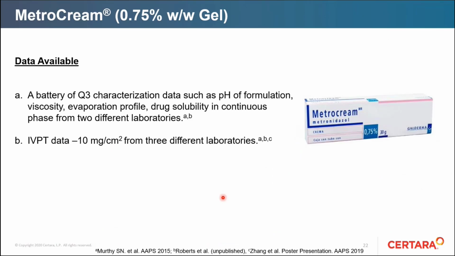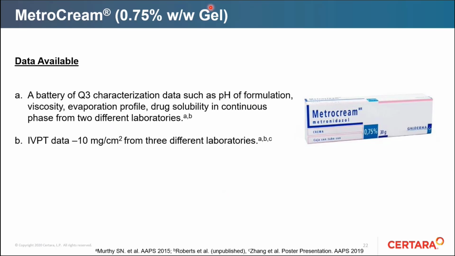As a further verification of the model, we challenged the model with another formulation. You can see we started with something very simple like a solution. We then went on to a bit more complex formulation, which is a gel. And then we finally challenged the model with a more complex formulation where you have an oil and a continuous phase. We challenged the model with this Metro cream. So this was also a 0.75% weight by weight cream.